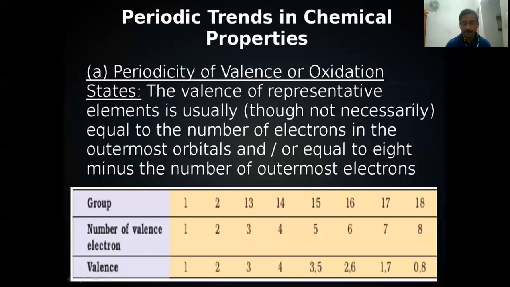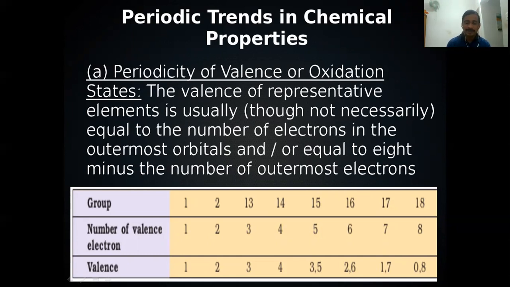Periodic trends in chemical properties. Now we have explained the atomic properties. Similarly, in the case of chemical properties, there is a periodic trend, and the chemical properties depend on valence shell electrons. The number of valence shell electrons explains the combining capacity of each element. So the valence shell electrons are very important, and they determine the chemical property of each element.